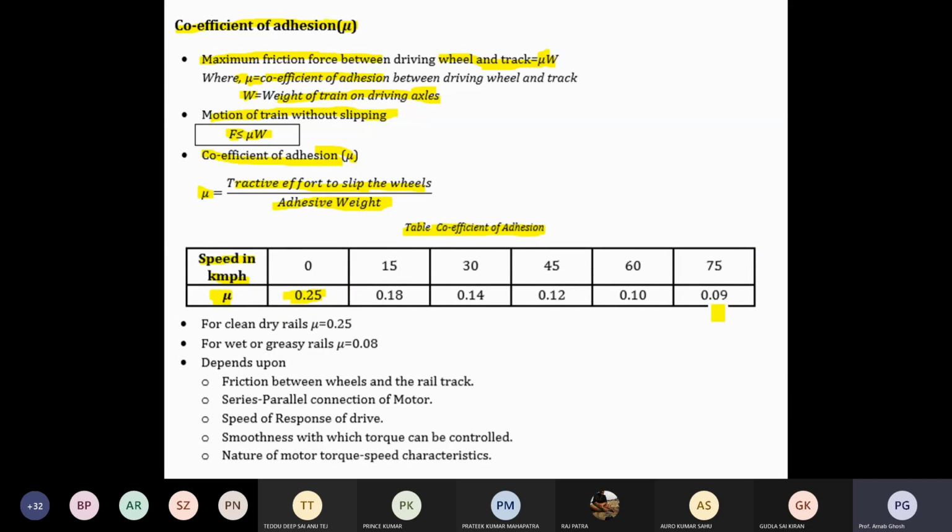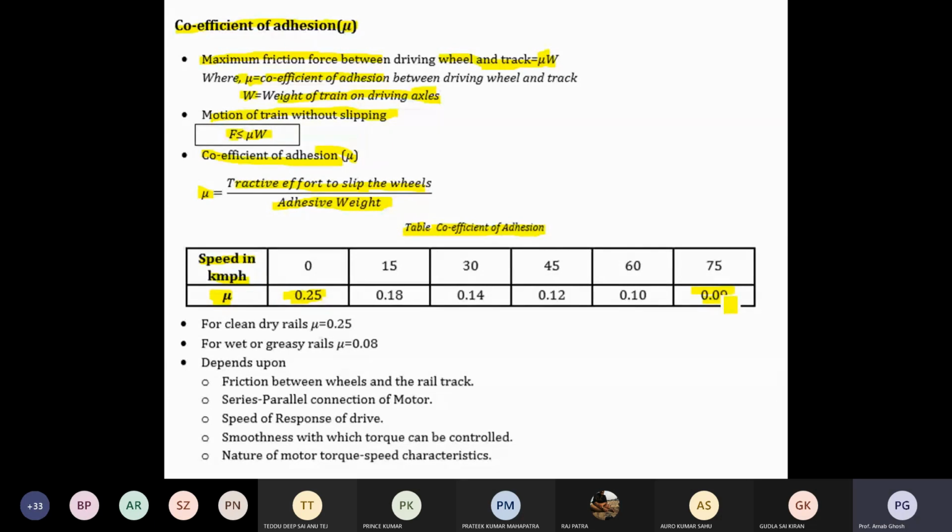That means increasing the speed means decreasing the mu, so they are inversely proportional. That's the concept. If it is not inversely proportional, then definitely that comes from the rolling friction. If the speed is increased, the slipping nature of the wheel on the track is more. That's the concept. For a clean and dry rail, normally you consider mu equal to 0.25.